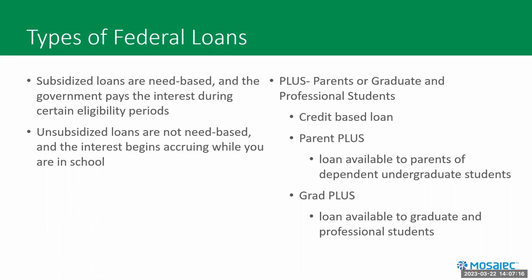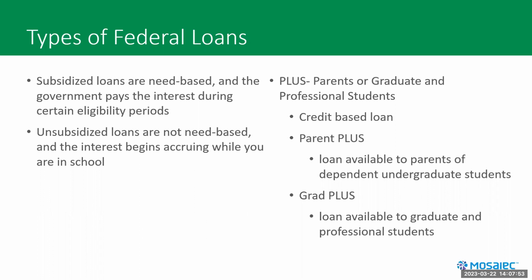Whereas unsubsidized loans are not need-based and the interest begins accruing while you are in school. On the flip side, if you were to take out a $4,000 unsubsidized loan while you are in school, and let's say you remain in school and 4 years later it's time to graduate, that $4,000 loan is going to be higher because it's 4 years' worth of interest that has accrued on the loan. One thing to keep in mind is you can always opt to make interest payments or any payments at all while you are in school. It's just not required if you are attending at least half time.